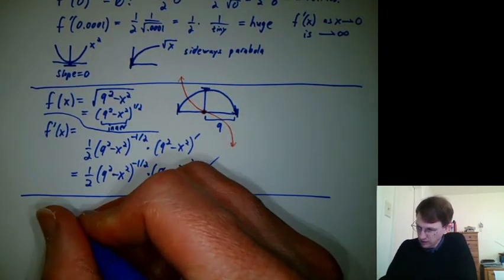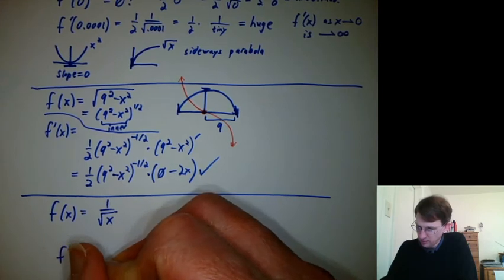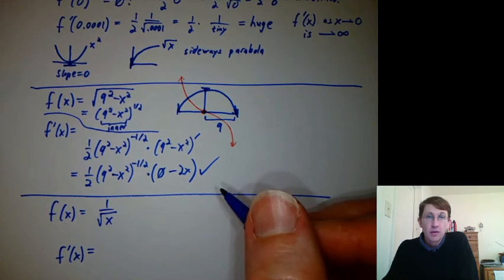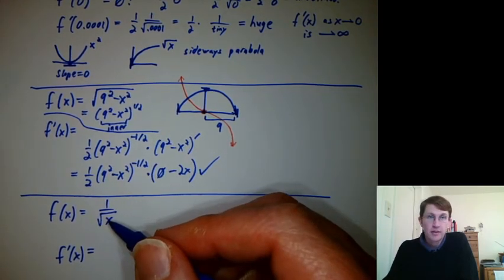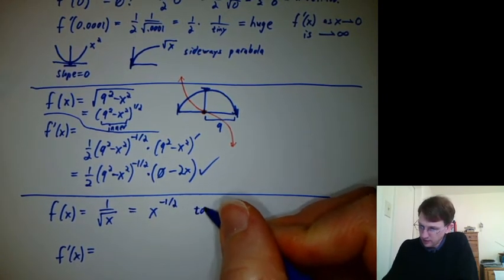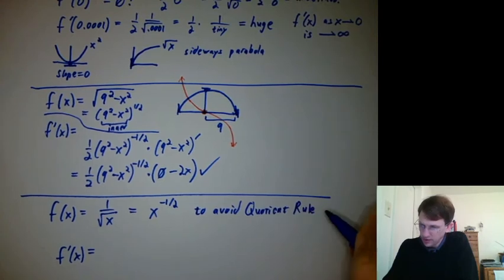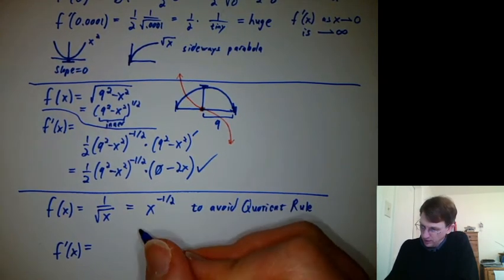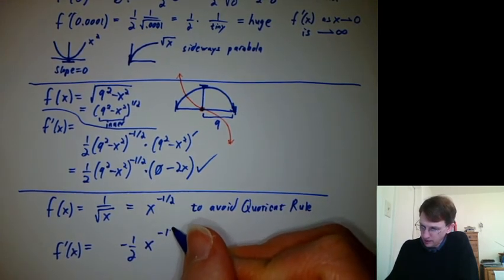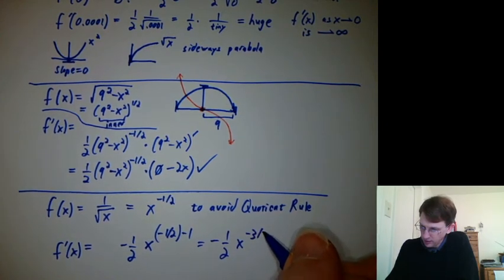Let's try one other quick fractional power kind of problem. Let's say f of x equals 1 over root x. What's f prime? Well, what do you think? We could use the quotient rule because I have a variable thing in the denominator, but I'd rather write it as x to the negative 1/2. So now can you see how to take the derivative of it? The derivative would be negative 1/2, the power comes down in front, times x to the negative 1/2 minus 1. So that's negative 1/2 x to the negative 3/2.